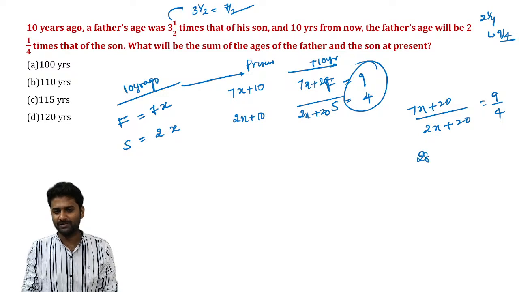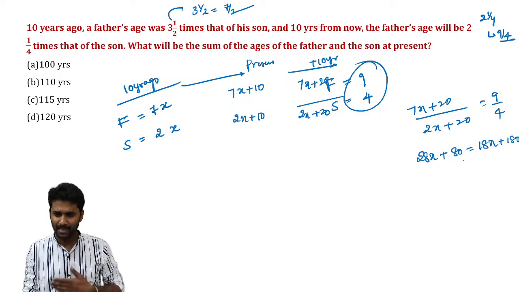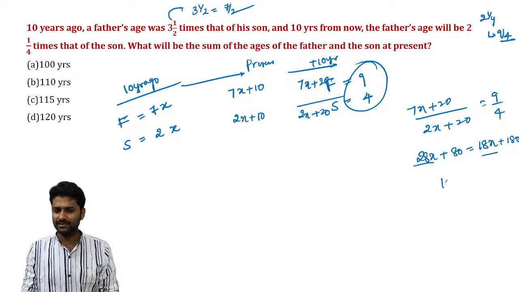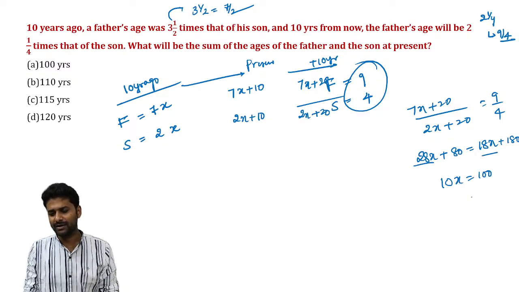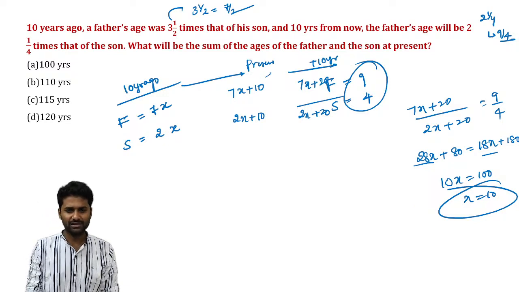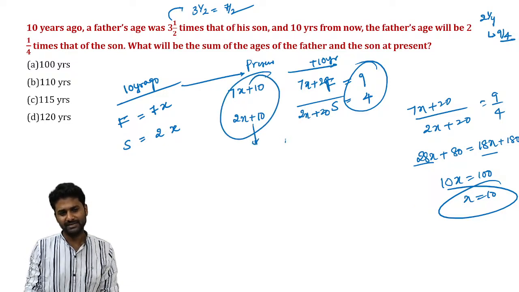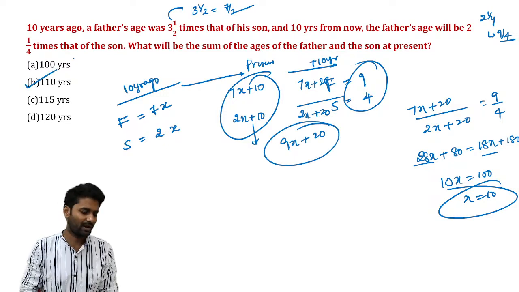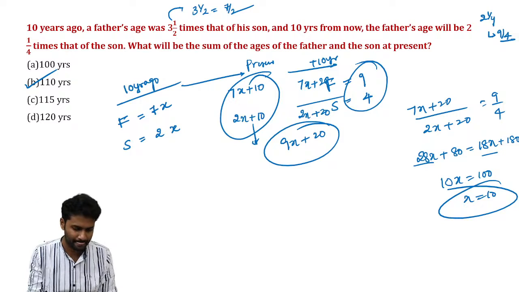Cross multiply them. 7 into 4 is 28x, 4 into 20 is 80. 9 into 2 is 18x, 9 into 20 is 180. Let's go through the difference here. 10x is equal to 100, then you got x is equal to 10. If x is equal to 10, then what is the sum of their ages? 9x plus 20, 90 plus 20 is 110 years.